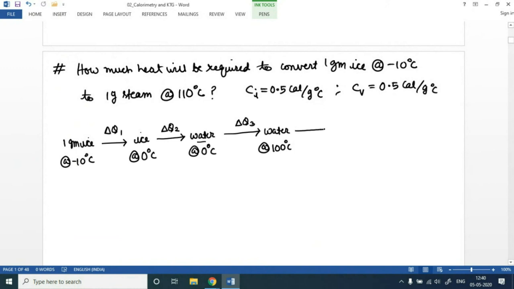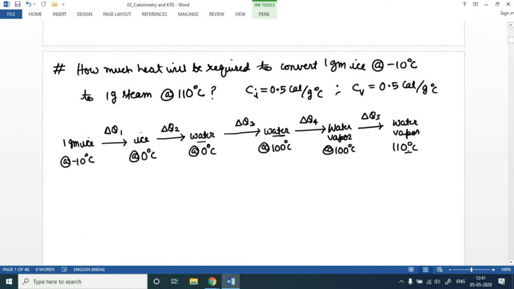When we add more heat, let's say delta Q4, the phase of water will change, and we will have water vapor at 100 degrees Celsius. Now you add further heat, let's say delta Q5. Now the water vapor's temperature will rise to the final temperature, which is 110 degrees Celsius.